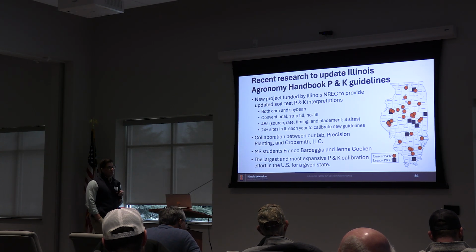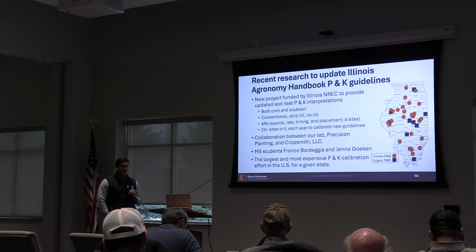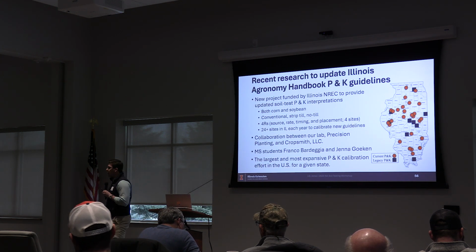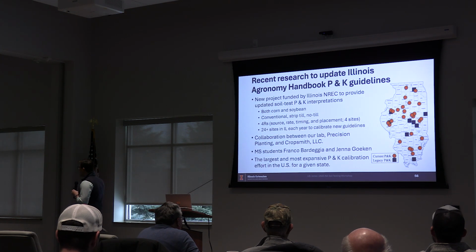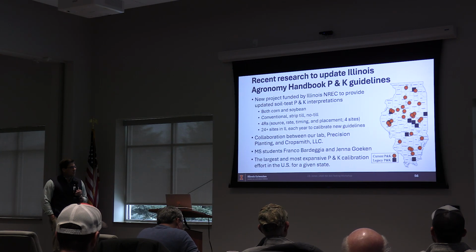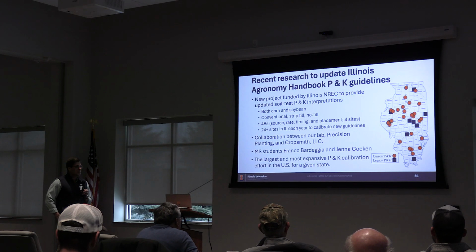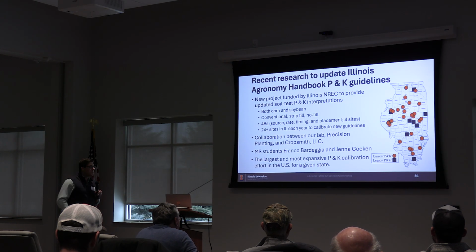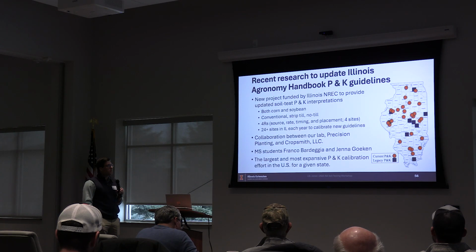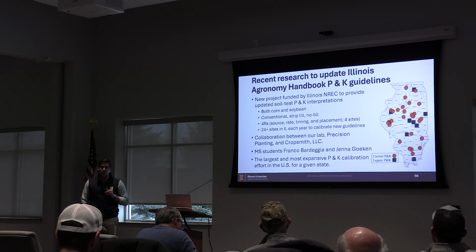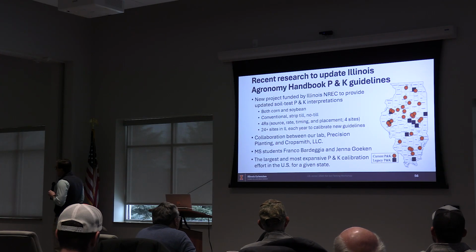Tim showed a map of where research had been done in the 20s and 30s and 40s around Illinois, and we're kind of excited to start to build some of that capacity back up. The dots that you see on the map here are a combination of sites that we have in collaboration with Cropsmith and Precision Planting, some of the research center sites, and some on-farm sites looking at P&K research. That's all going to these goals of updating recommendations for the state.